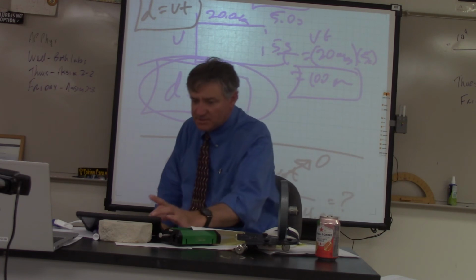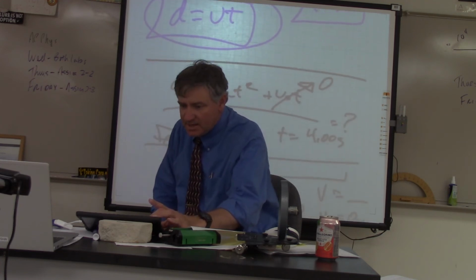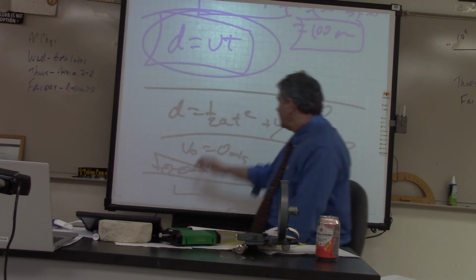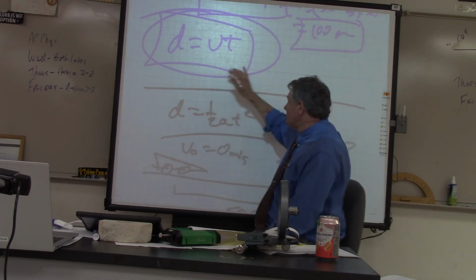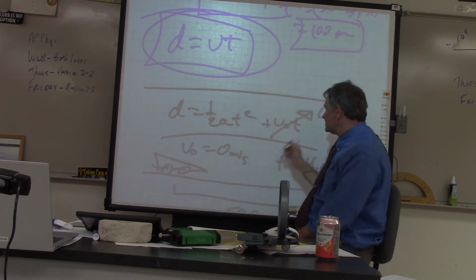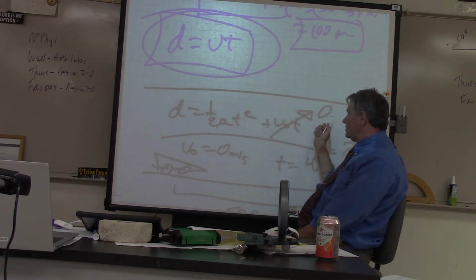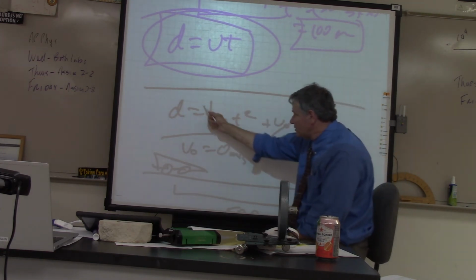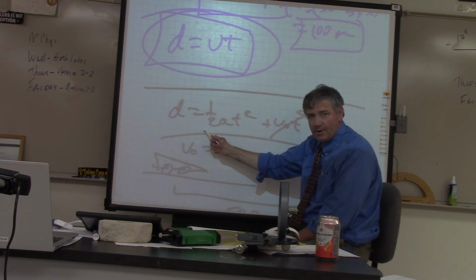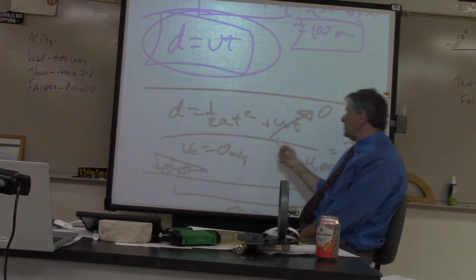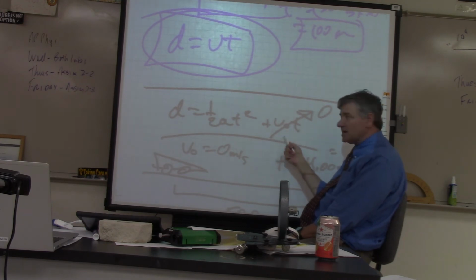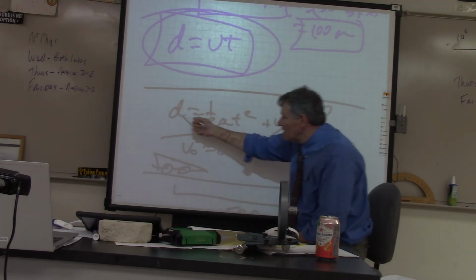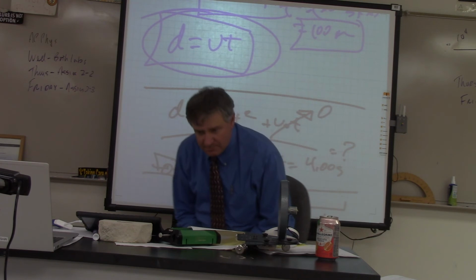Now, the next question is, can you use this equation in the same sense? Yes, you can. Because if you're moving at a constant velocity, you don't have this acceleration part. This drops out. The only thing you have is that initial velocity is 20 meters per second. Multiply that by 5, you're going to get a distance of 100 meters.